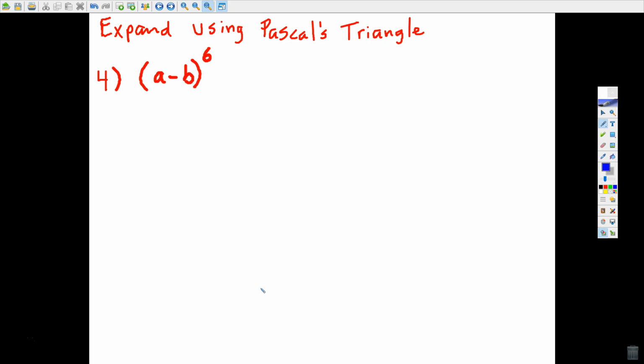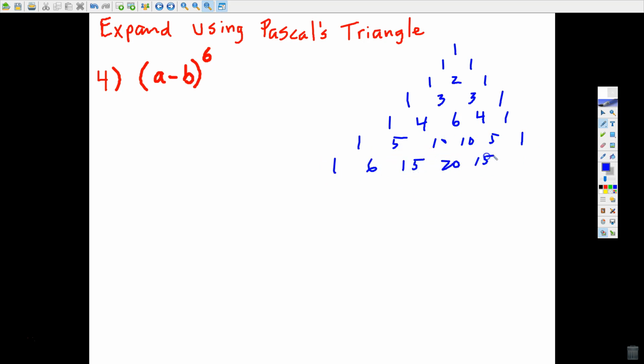So this is a minus b to the 6th. Instructions are still to use the triangle to expand. I didn't show the triangle on this one, so let's just build it real fast. Tell me when to stop. Keep going? Is that good? Okay, that's kind of what I'm going to have you do on the test. I'm going to say, here's a binomial raised to a power, build Pascal's triangle through the necessary row. Well, in this case, you would stop here because that's all you need.